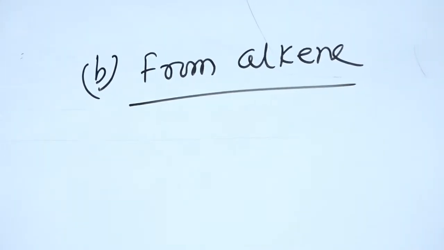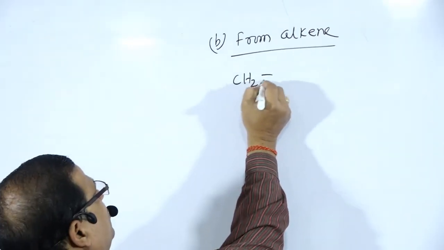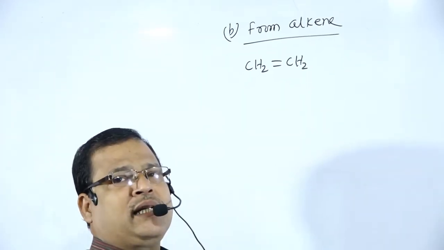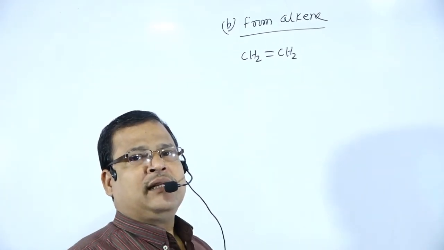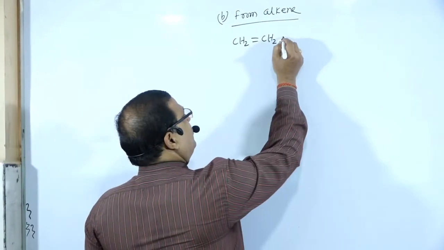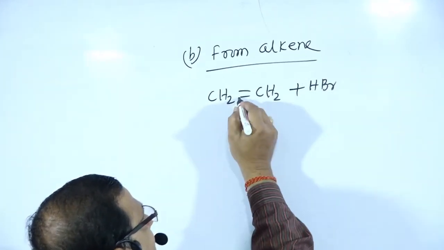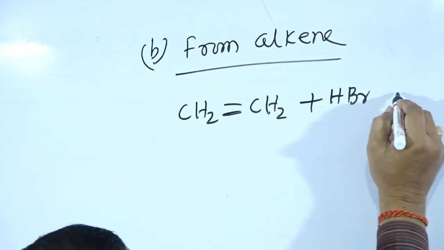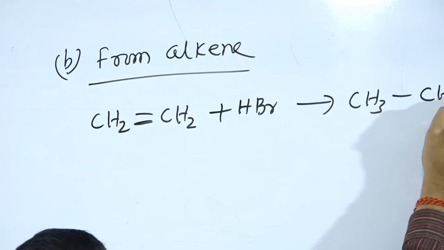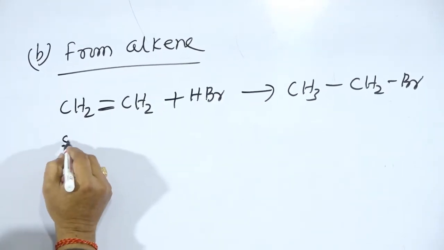From alkenes, for example CH2=CH2, is added with the halogen acids like HCl, HBr, to form chloride and bromide compounds. For example, it is added with HBr. The pi bond, the weaker bond, will break by the addition of HBr. There is a formation of CH3-CH2Br.